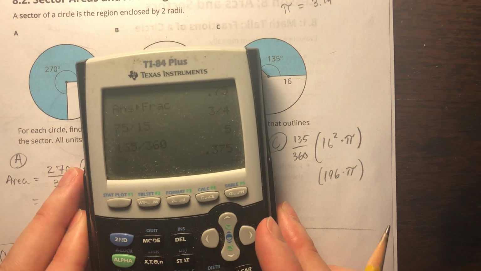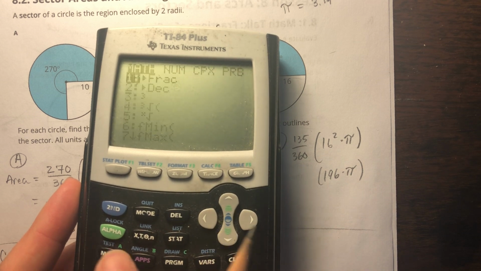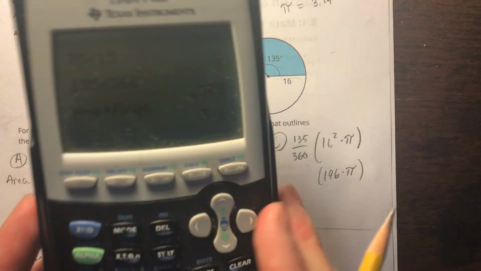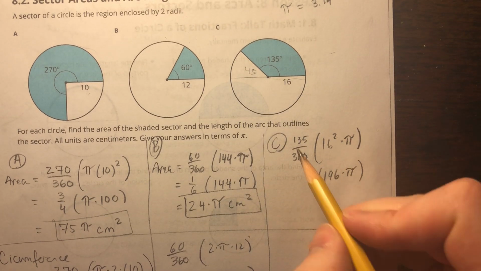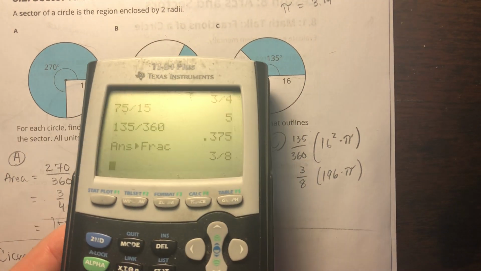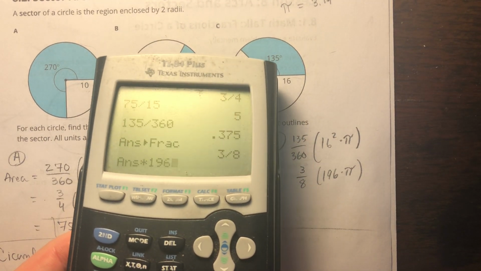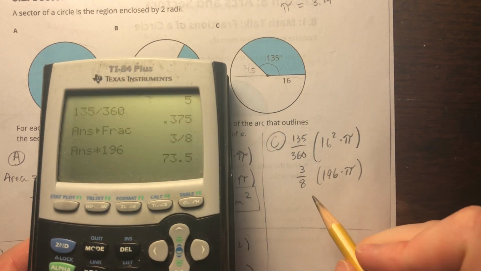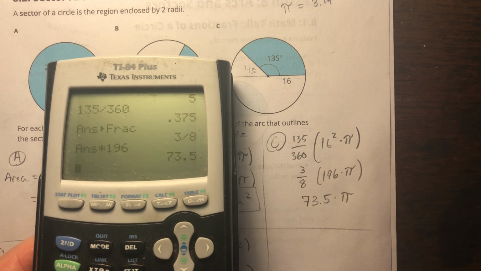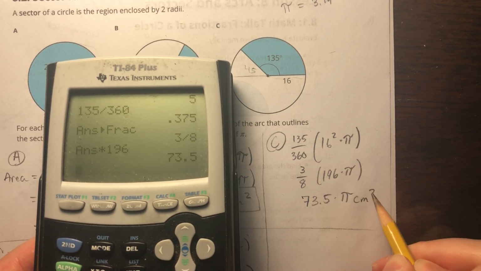Okay, so what I'm doing is I'm getting 135 divided by 360. Then I'm going to math frac to change it to a fraction. And I was right, 3/8. All right, now I've got that 3/8 there. I'm just going to press multiply. So 3/8 times 196 is going to give me 73.5, obviously, right? Pi. Great. And that's going to be centimeters squared.